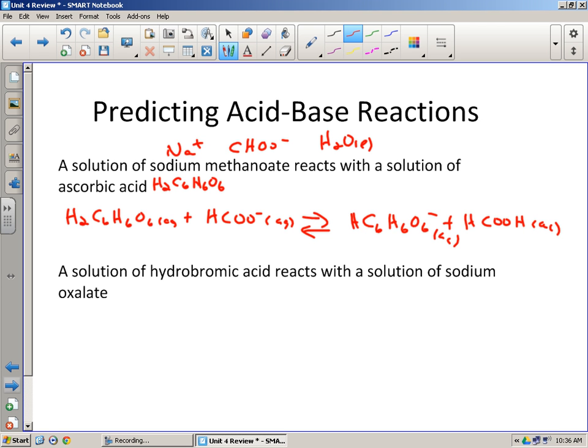I don't have this written down, so I don't know if the products are favored here. Let me just double check. Ascorbic acid is right there, and then the methanoate one is below it. Methanoic acid's above there, yes. So reactants are favored here. Reactants are favored, or less than 50%. So you'd probably have more reactants than products in this case.